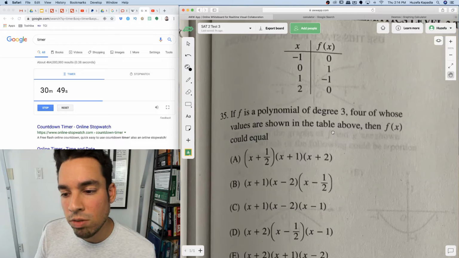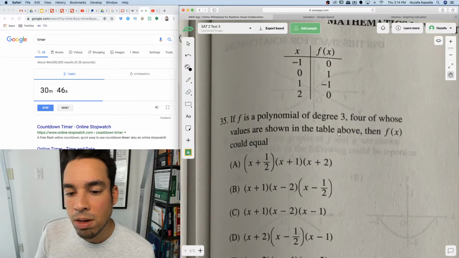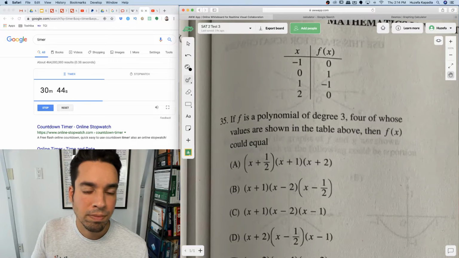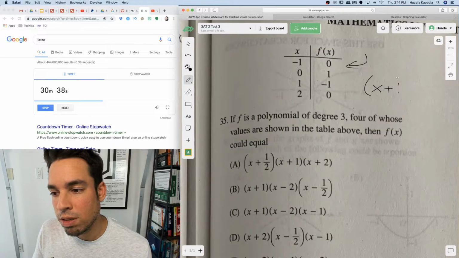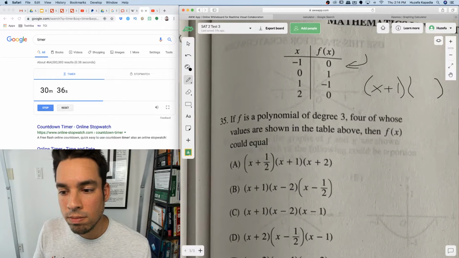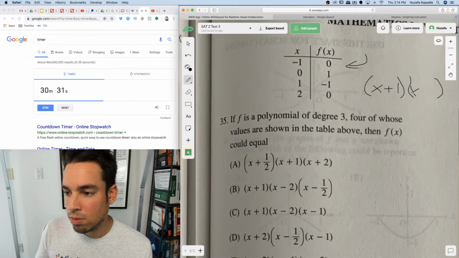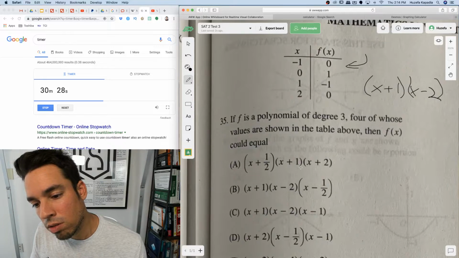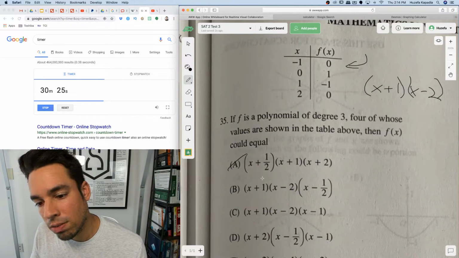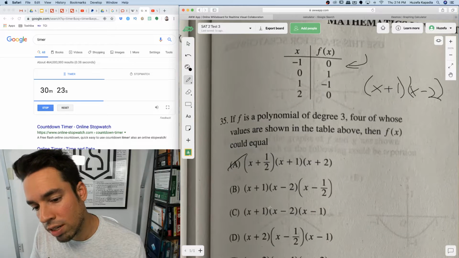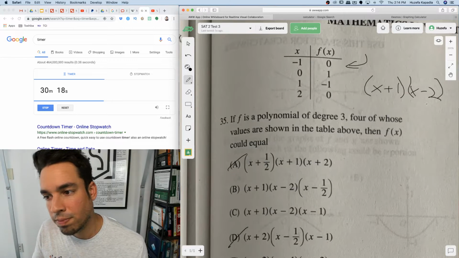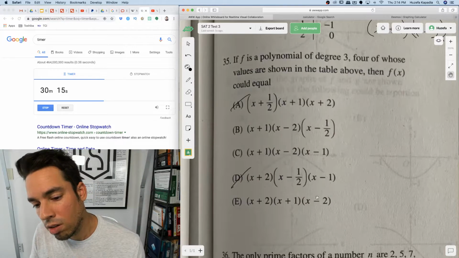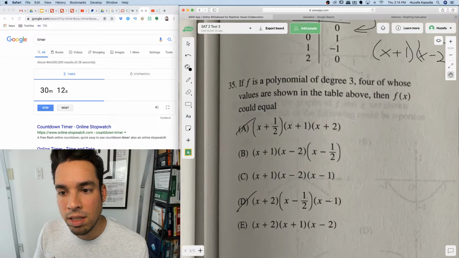If f is a polynomial of degree 3, 4 of whose values are shown in the table above, f of x could equal. Okay. So I know we got a 0 here. So I know it's got to be x plus 1. It's got a degree 3. It's got another 0 at 2, so it's going to be times x minus 2. So this doesn't have an x minus 2. That's out. This has x minus 2 and x plus 1. This doesn't have an x minus 2. x minus 2, x plus 1. Okay, so I've at least eliminated there.